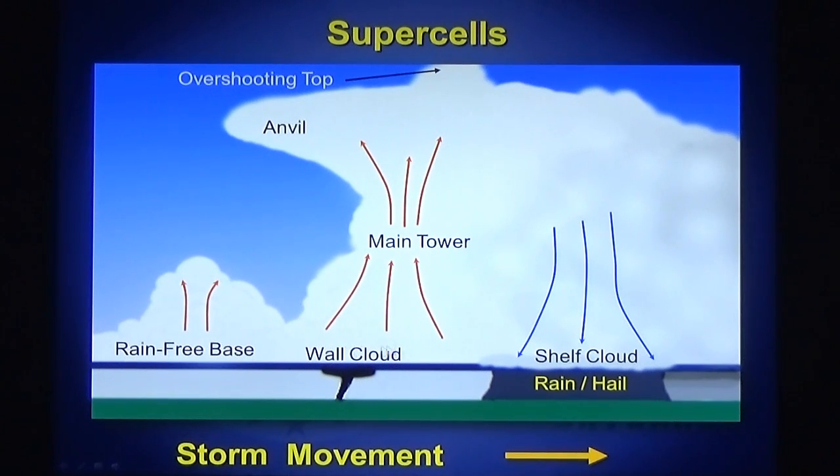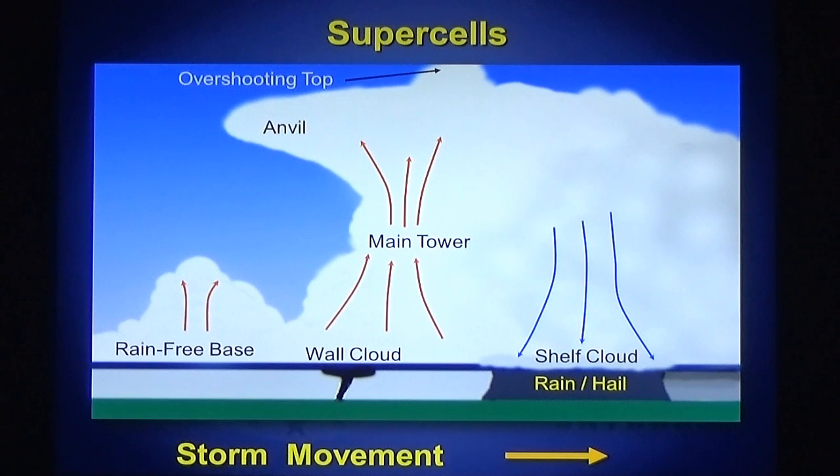Near the rain-free base area, oftentimes there's a lowering of the rain-free base into what's called a wall cloud. Sometimes this wall cloud will start rotating, and occasionally a funnel cloud or tornado will drop out of the wall cloud. That's typically towards the back of the storm, again under the updraft.